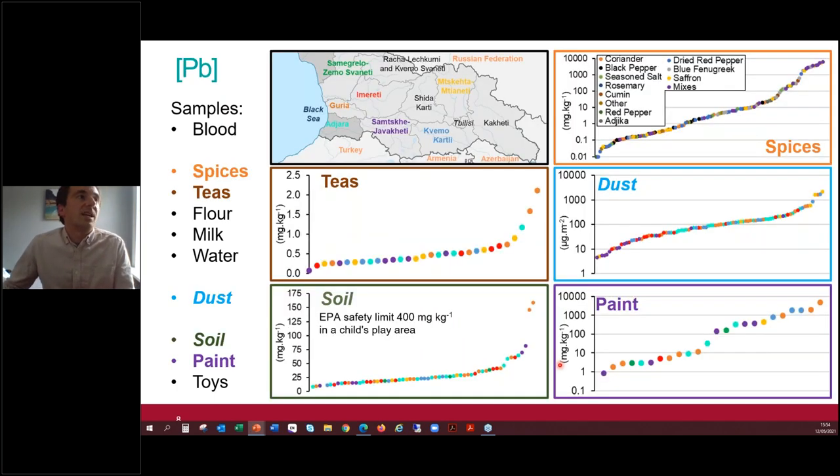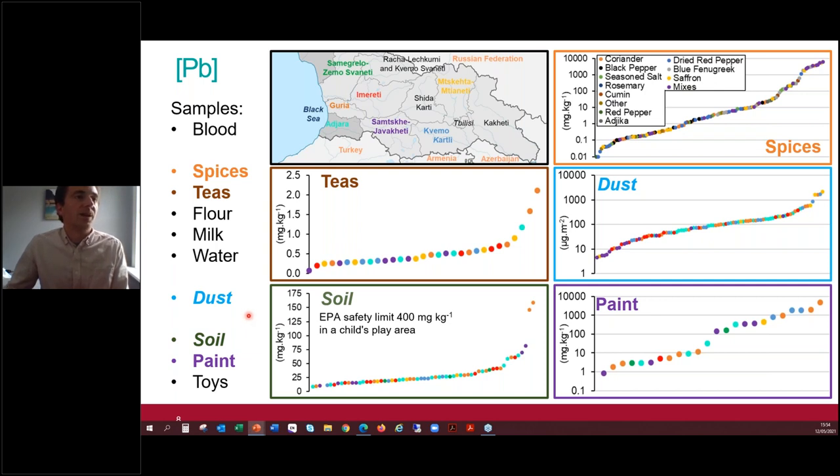So looking at some of the concentration data that we had from some of the samples. I'm just showing some of the key samples here. So the flour, milk, water, and toys, we didn't really see low levels of lead or levels below detection in a lot of cases. So if we look at the tea and soil samples first, I plotted these on a linear scale. You can see there's not much variation between samples, and the levels are quite low. There are a couple of soils here that seem to be relatively high, but if we consider that the EPA safety limit for soil in a child's play area is 400 milligrams per kilogram, we're still well below that.